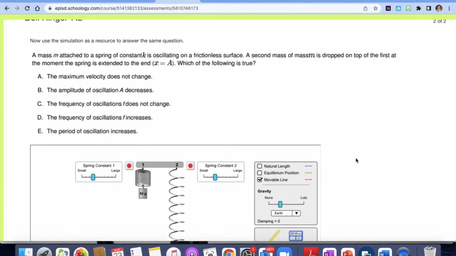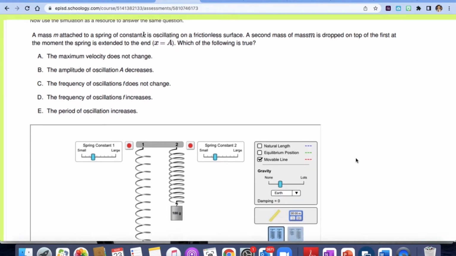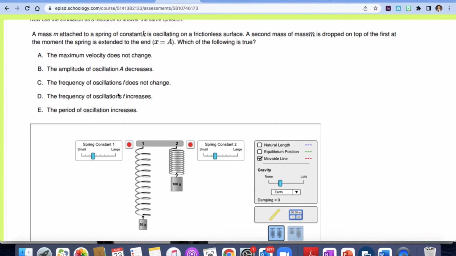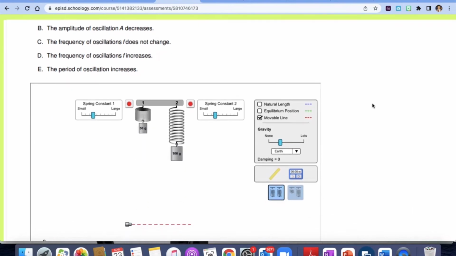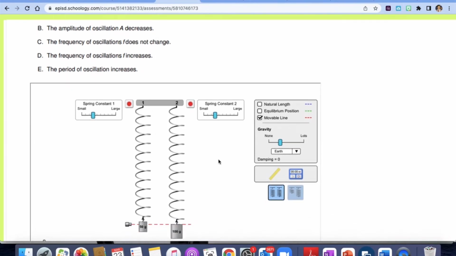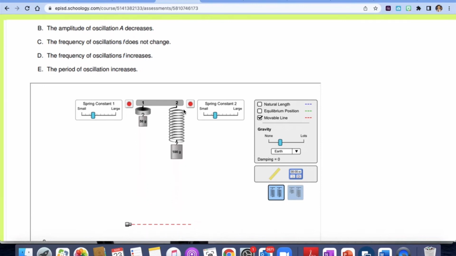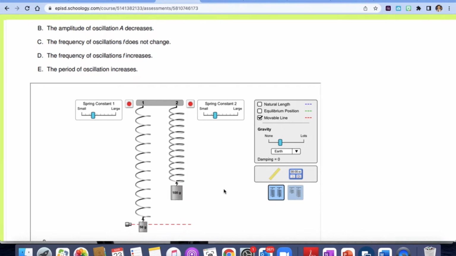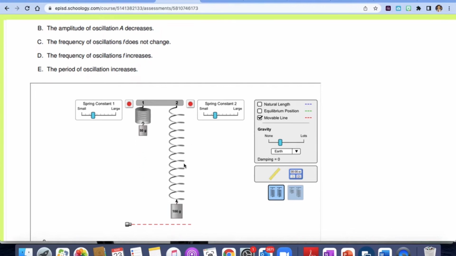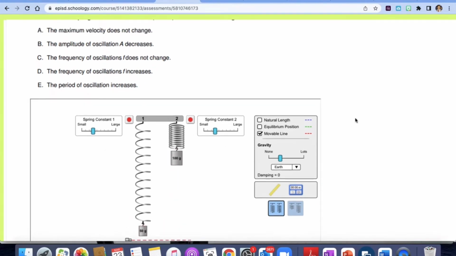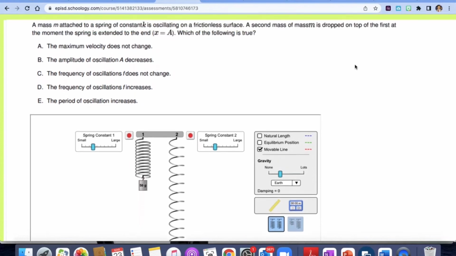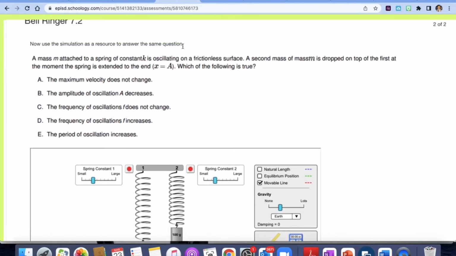B, the amplitude of oscillation decreases. C, the frequency of oscillation, f, does not change. D, the frequency of oscillations increases. And E, the period of oscillation increases. Okay. Since we have two different springs, that's why it looks like the amplitude is decreased. But that's because we're using two different springs. If we're using the same spring, the amplitude would remain the same because it was a frictionless surface.